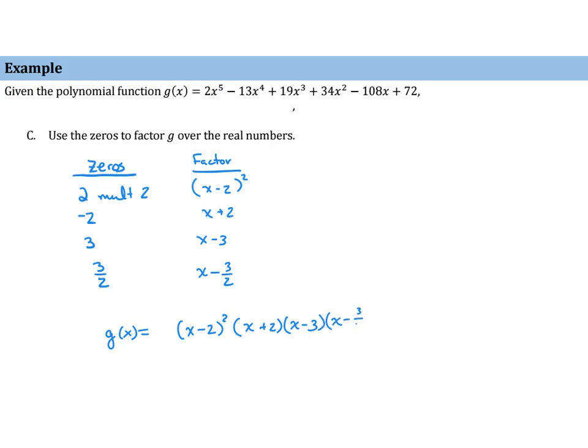But now if you multiply this out, what do you get? You get something x to the 5th. You get x squared times x times x times x. That's x to the 5th. We need 2x to the 5th. So we'll multiply by a 2. And there is your factorization.